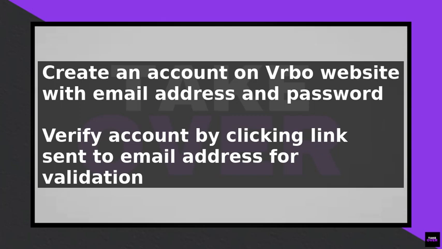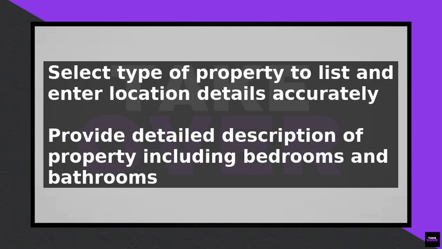Once your account is verified, click on the List Your Property button and select the type of property you want to list, such as a house, apartment, or condo. Enter the location of your property, including the city, state, and zip code.